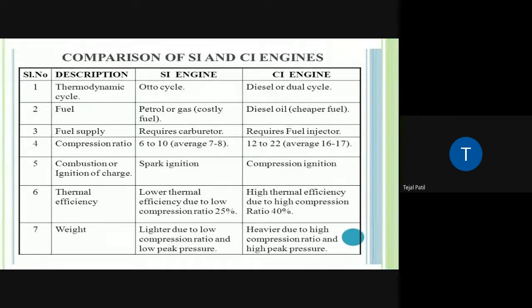Then the next one is thermal efficiency. The thermal efficiency of the petrol engine is very low compared to the diesel engine. It is around 25%, while in the diesel engine it is around 40%. So you can see the difference is double.